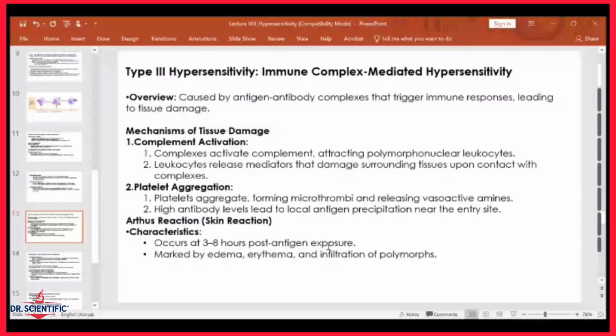Between say 3 to 8 hours, you're going to see edema, you're going to see erythema, you're going to see lots and lots of infiltration of polymorphs, that is neutrophils, at the site of injury. That is what is happening. Here is just an antibody combining with antigen to form a complex, and once that happens, other mediators are going to be recruited at the site of injury, and that activates complement, that activates platelet aggregation, and at the site of injury you're starting to see signs of inflammation.